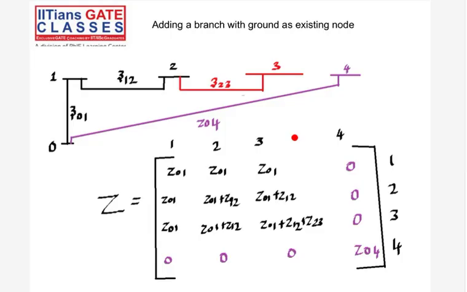Also, we looked at what happens when we are adding an element which is connected to the reference node instead of another existing node. In that case, since it's getting connected to the reference node, we make all the off-diagonal entries 0 and then we do Z_04.